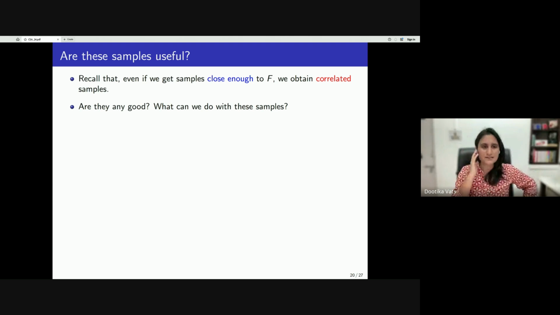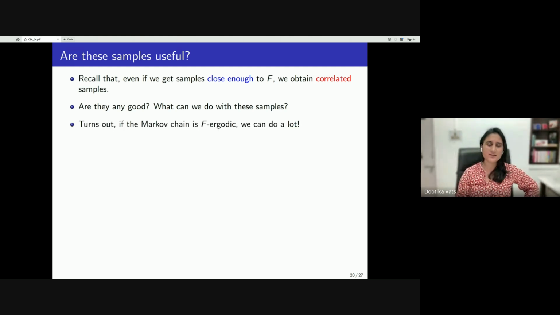And so we do correlated sampling. So are they any good? What can we do with the samples? Okay, turns out if the Markov chain is F-ergodic, which means that the marginal distribution converges to F, we can do a lot. There's a lot of things we can do with the samples.